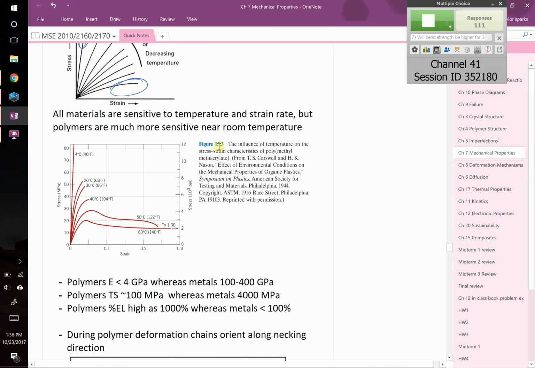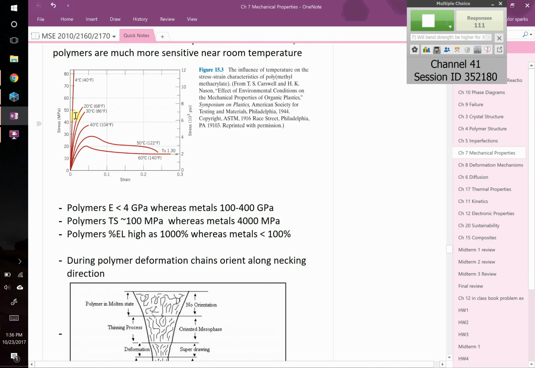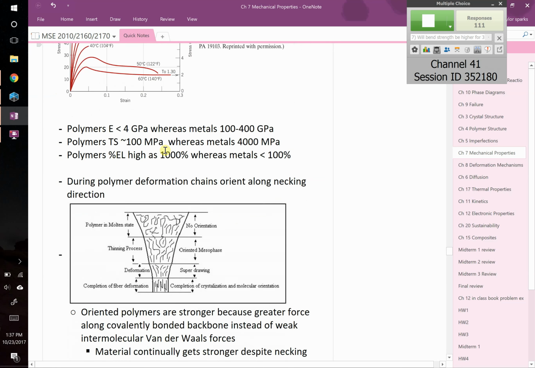And that's not just like a cartoon. You can actually see this. Here's real data. So this is PMMA, polymethyl methacrylate. Again, if you do this at high temperatures, at 60 degrees Celsius, it looks like rubber, basically. If you do this at 4 degrees Celsius, it looks like a ceramic. Just wildly different behavior depending on the strain rate and the temperature. So if they plotted this again with strain rate, you'd see similar behavior. Fast strain rates and slow strain rates.